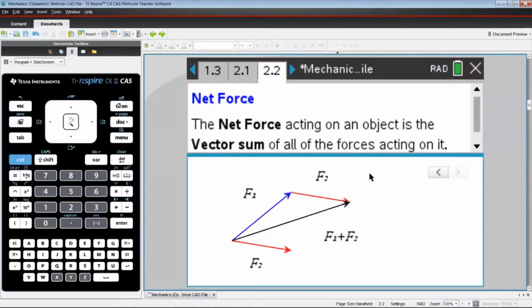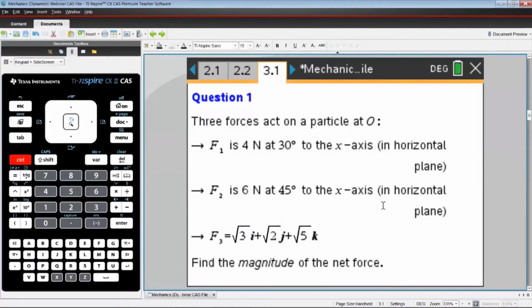One way to describe this diagram here is what we call a triangle of forces. The net force is simply the vector sum of all the forces that are acting on the particle or object. So let's look at our very first question.